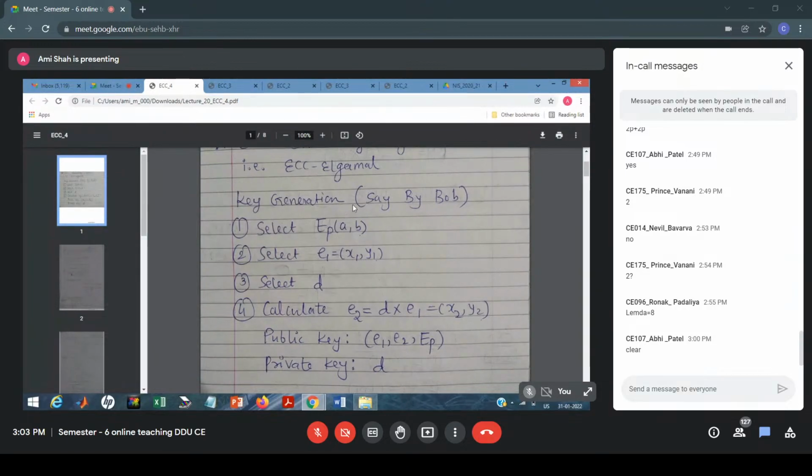Again, I repeat, everyone. First of all, Bob chooses this E_p(a,b), an elliptic curve over this Galois field P. Then Bob chooses a point on the curve, so you have to find the different points, and any of the points you can choose as E1. Then select a d, and then use the formula E2 equals d times E1, so that you get (x2, y2). So finally the two keys are generated, public key and private key.